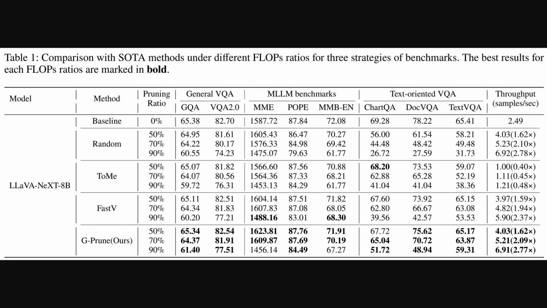Alright, moving on from those graphs. Table 1 gives us the hard numbers comparing gprune with other methods like random, ToMe and FastV across a whole bunch of benchmarks. This is all using the LLaVA-Next 8B model. We see different pruning ratios, 50, 70, and 90%. Just look at the 90% pruning on text VQA. gprune scores 59.31, which is way better than ToMe's 38.36. And it also boosts throughput significantly, like nearly 2.8 times faster at 90% pruning. So yeah, it really holds up well, especially on those tough tasks, even when removing most tokens.